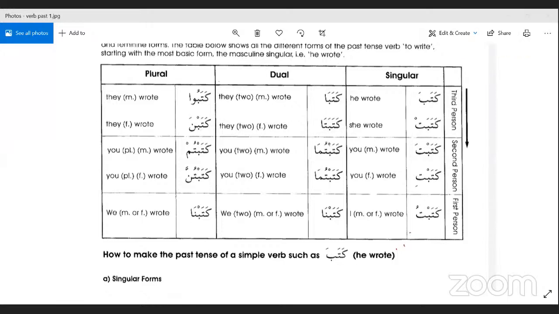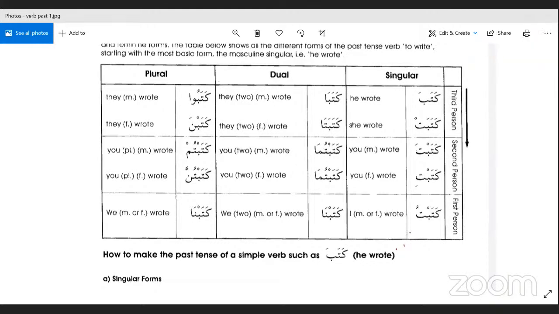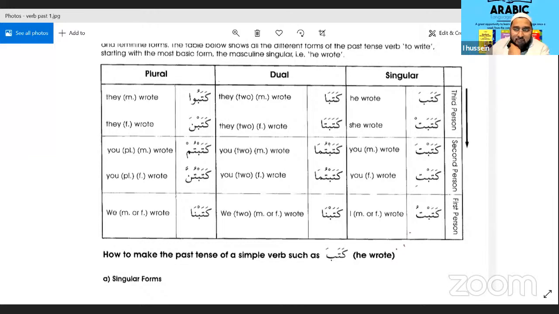I paid is dafa'tu, and dafa'na is we. We paid, male or female. Excellent. Jazakallah, sister. Sister Zainab, are you ready now?